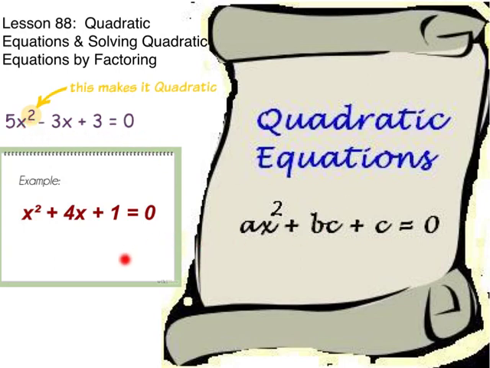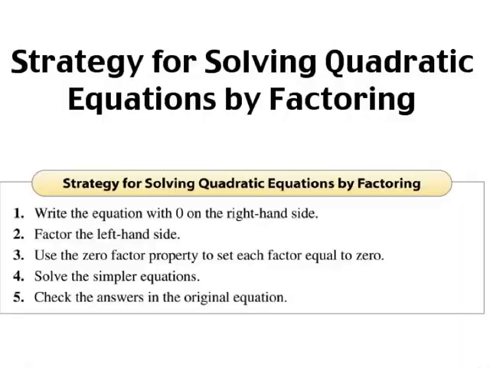Alright, the formula or the base form for a quadratic equation is ax squared plus bx plus c equals 0. Here I have x squared plus 4x plus 1 equals 0. These are all quadratic equations.